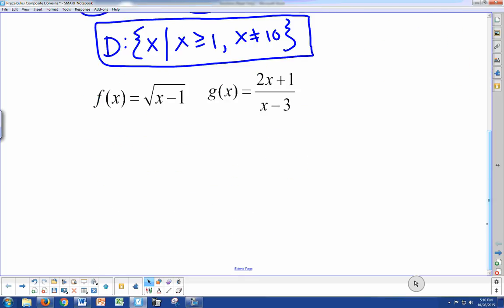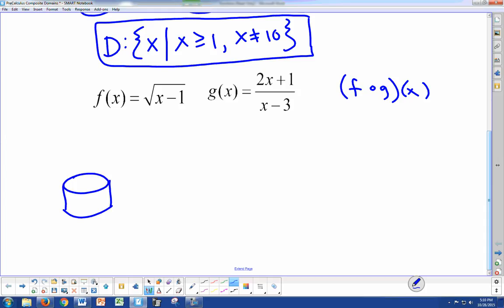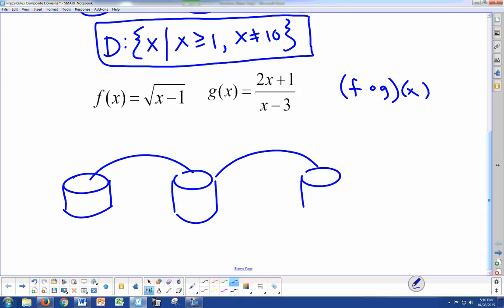Let me just extend the page here. All right, so f of g of x. That means we're going to start with g. So I'll put in another bucket here. This time we're going to start with g. So this will be our g, and this will be our f. Here's our real bucket again.